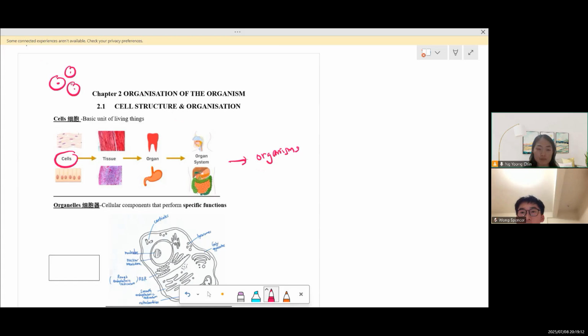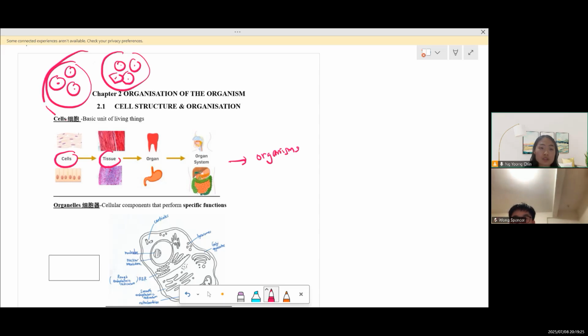So when you have many cells, they group together and become tissue. Or you have one or more tissues, maybe another cell like this, and they group together. So together they will form organs. For example, the organs that we learned are the lungs, the stomach, liver, and kidney. Those are the organs. But when you have a few organs, they combine together and form a system.